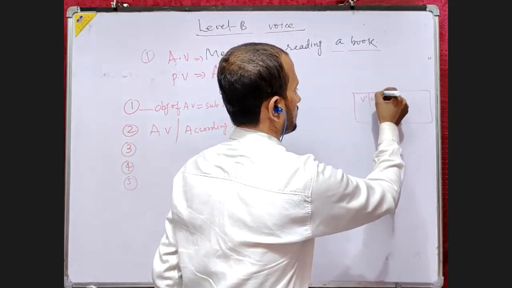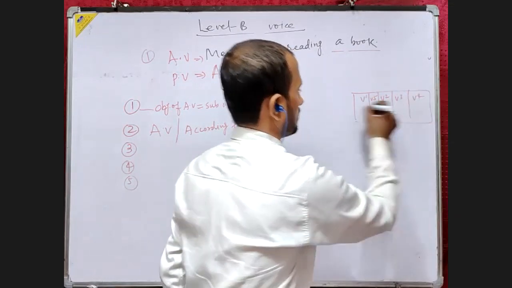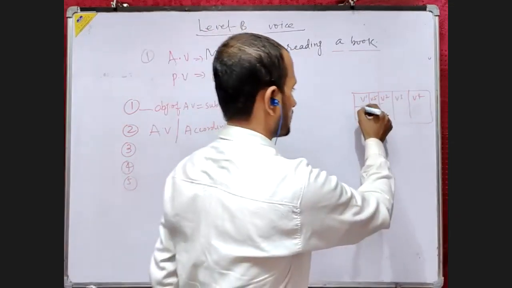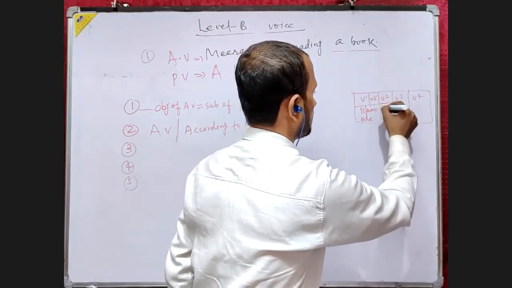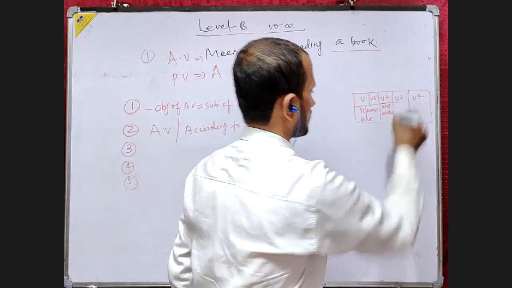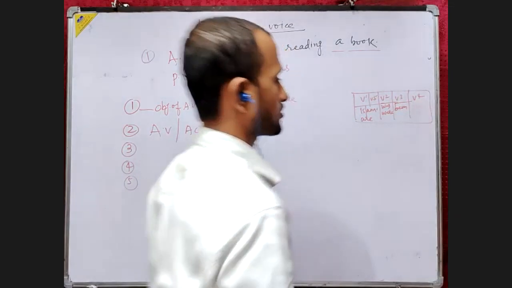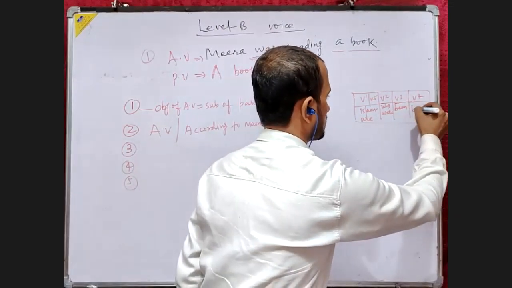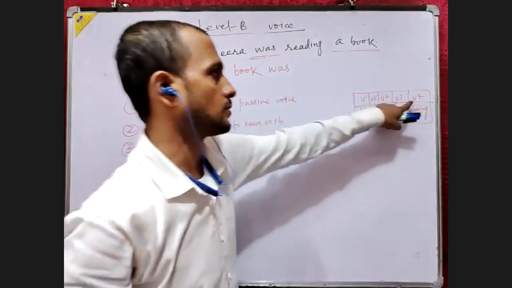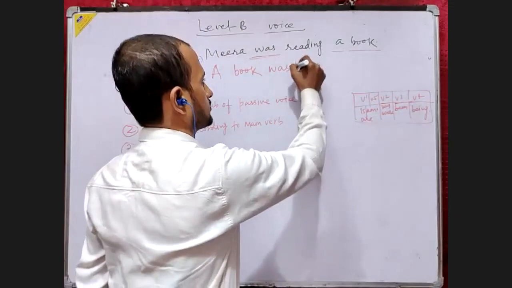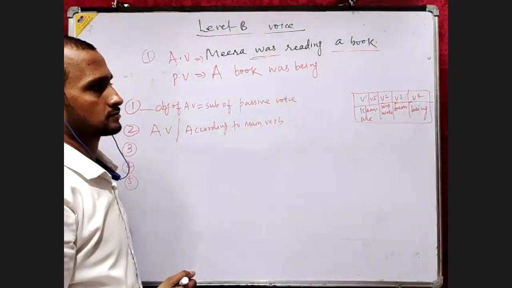V1, V5, V2, V3, V4. If V1 or V5, the auxiliaries will be is, am, are. If V2 is written, the auxiliary verb will be was. If V3 is written, we have to write been. If V4 is written, being should be written. Here it is V4, so we have to write being. The book was being read by Meera.